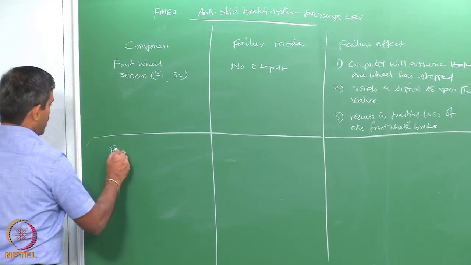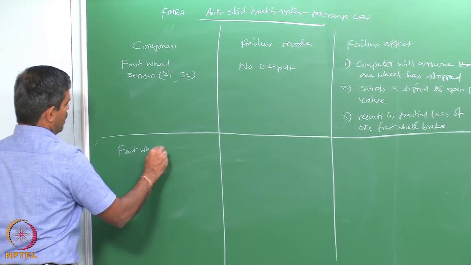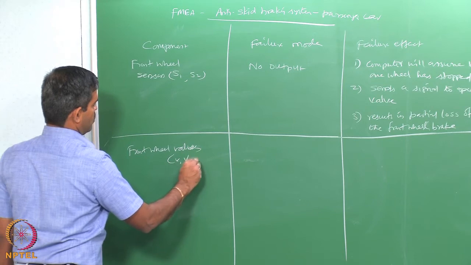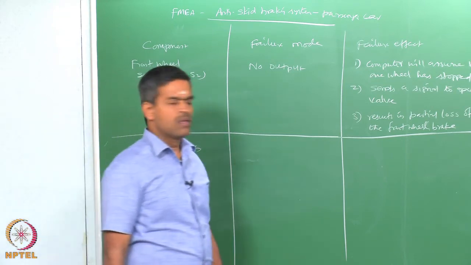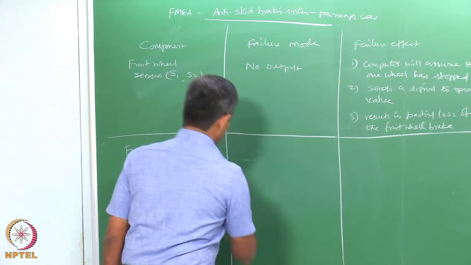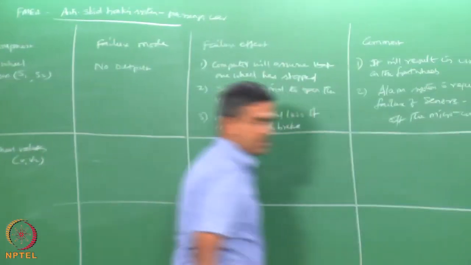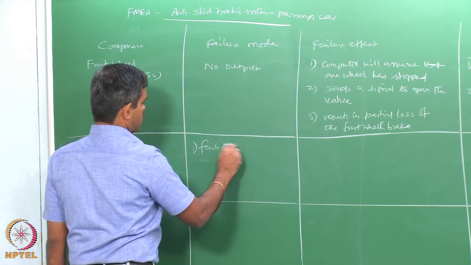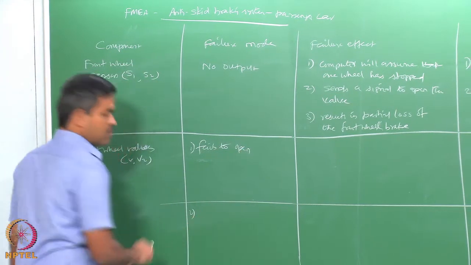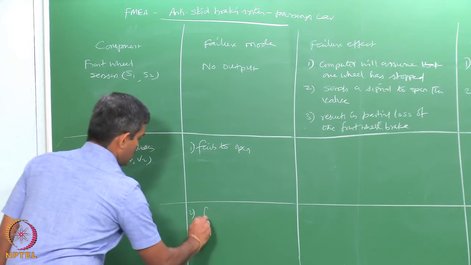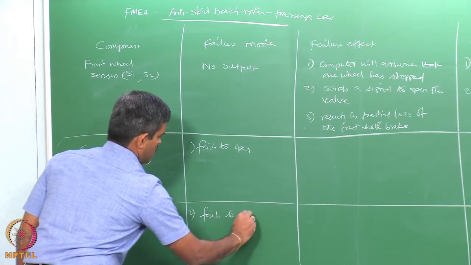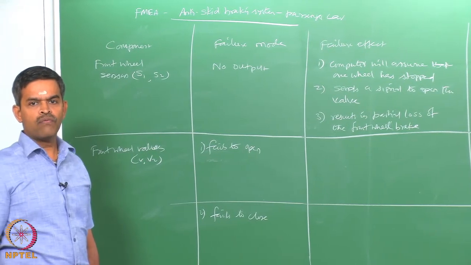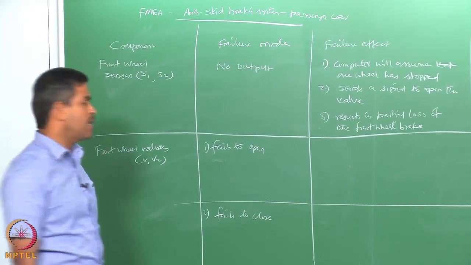Now, the second component could be the front wheel valves V1 and V2. There are two issues here. On demand, the valve does not open, fails to open. On demand, the valve does not close. So, both are possible. When the valve does not open, one front wheel could lock on heavy braking.